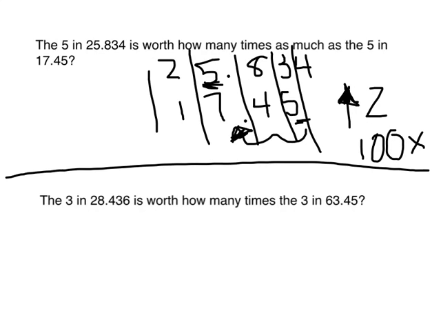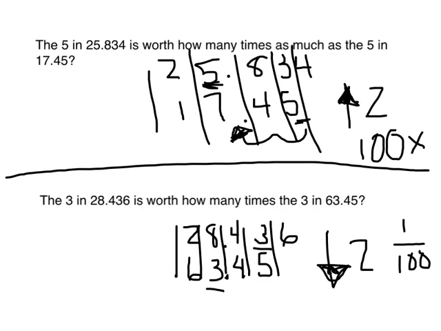Now you try one. The 3 in 28 and 436 thousandths is worth how many times the 3 in 63 and 45 hundredths? I can see that to go from the ones place to the hundredths place, I need to decrease 2 places, or I need to multiply by 1/10 twice. So my answer is 1 over 100.